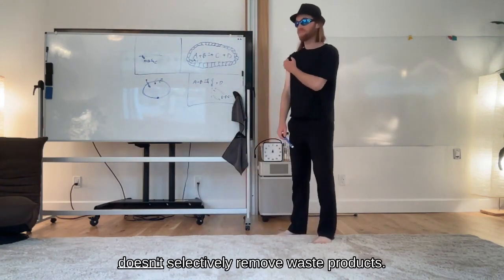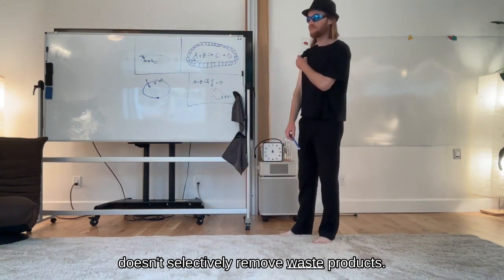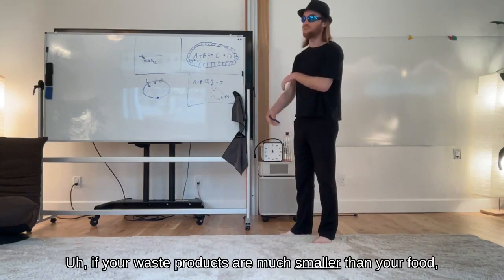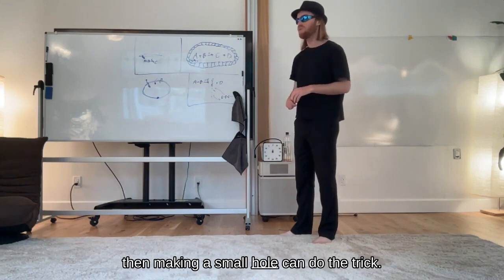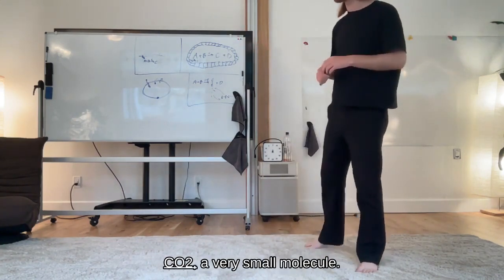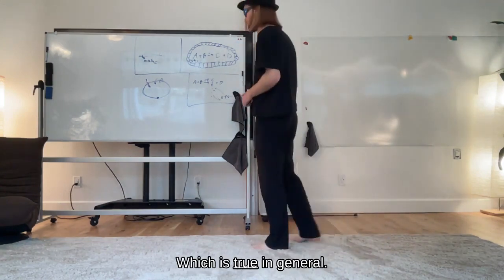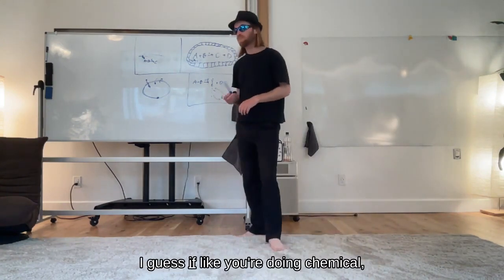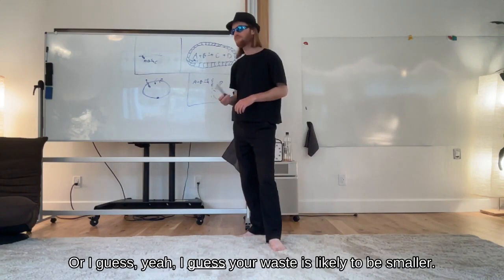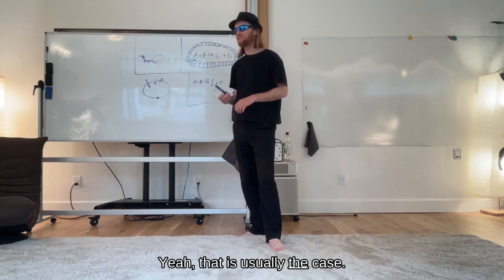Just making a hole doesn't selectively remove waste products. It does matter how big the hole is. If your waste products are much smaller than your food, then making a small hole can do the trick. CO2 being an example here. Okay. CO2, very small molecule. Which is true in general. I guess if you're doing a bunch of chemical reactions, you end up with smaller things than you started with. Mm-hmm. Or I guess your waste is likely to be smaller. Yeah, that's usually the case.